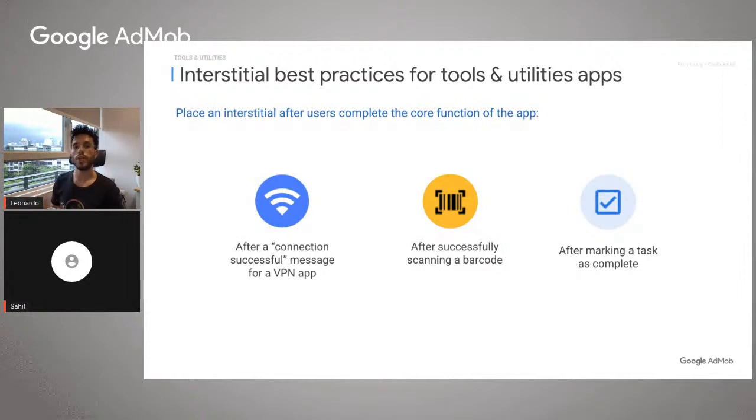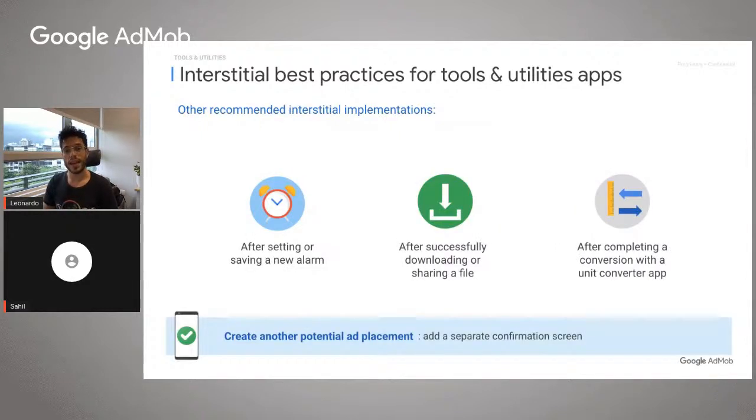So as mentioned before, we should place interstitial ads during natural transition points, such as after a connection successful message for a VPN app, or after successfully scanning a barcode, or for productivity apps after marking a task as complete. If instead your app allows you to set an alarm, then I would recommend placing an interstitial ad after setting or saving a new alarm.